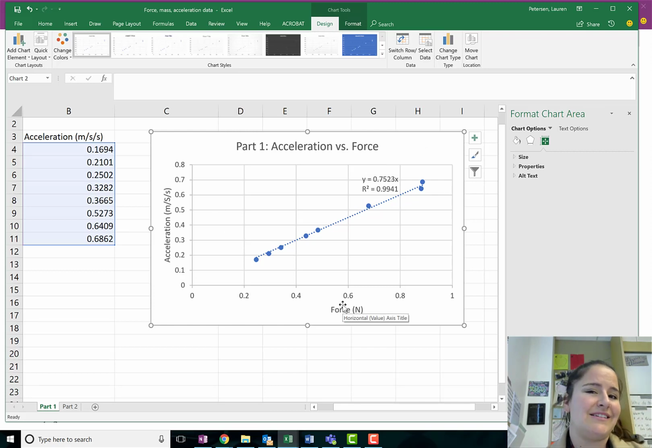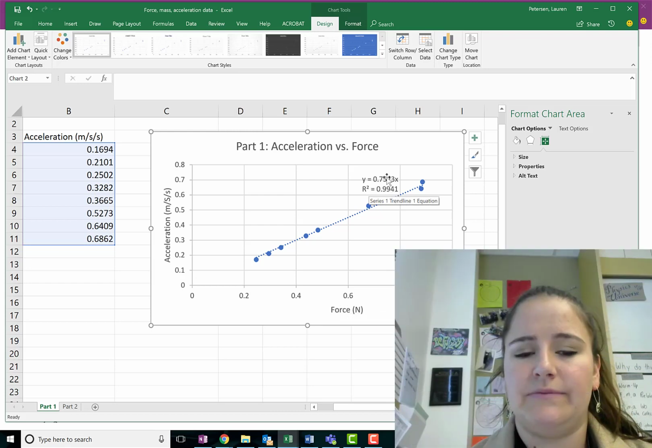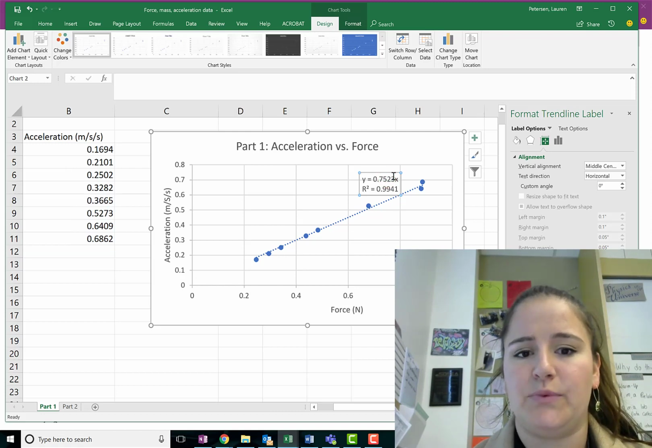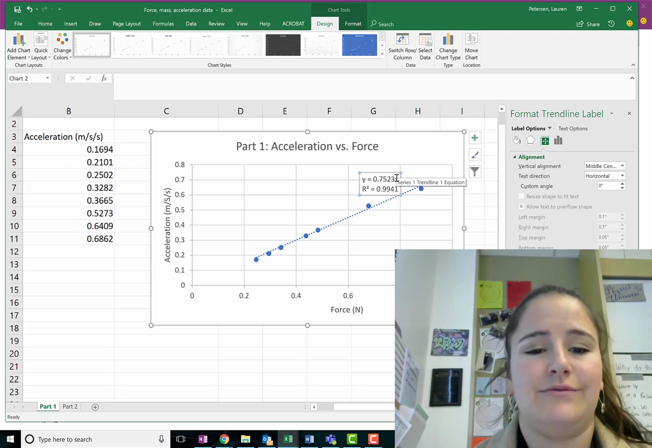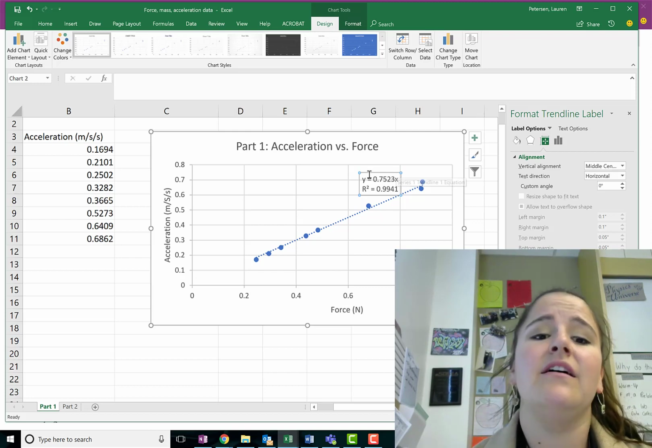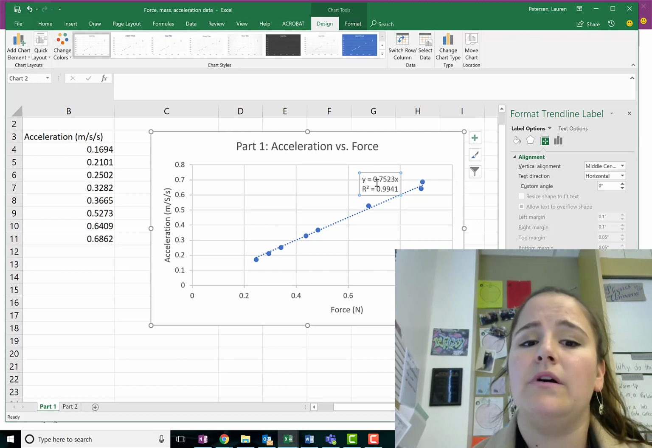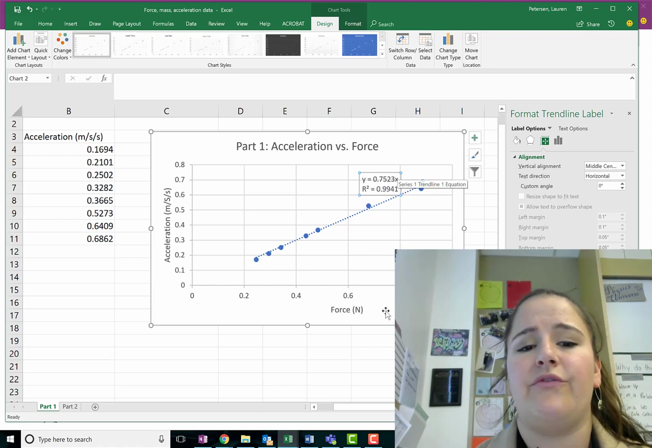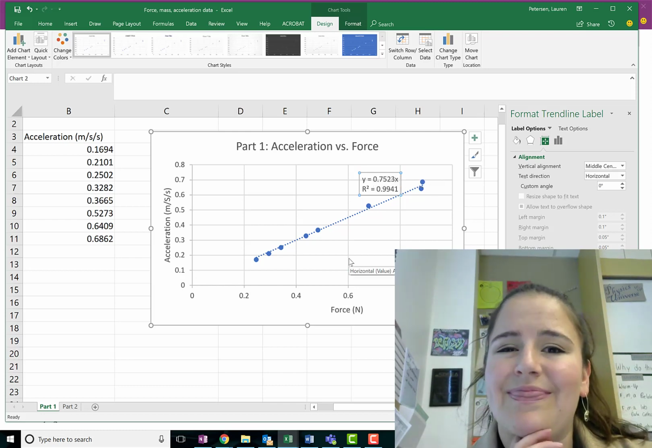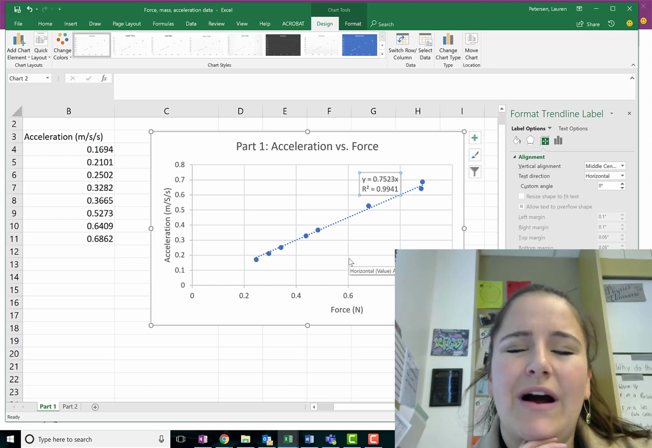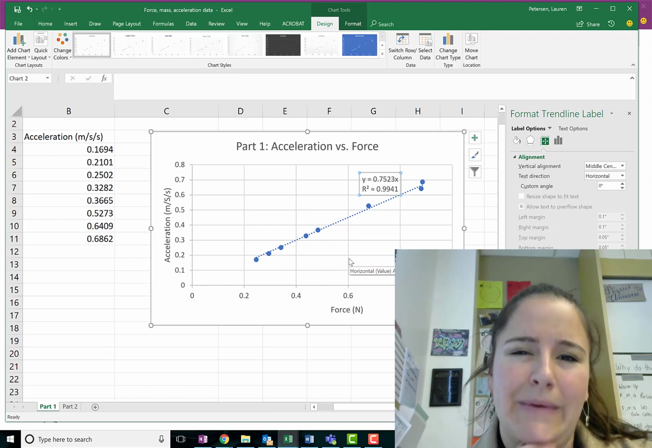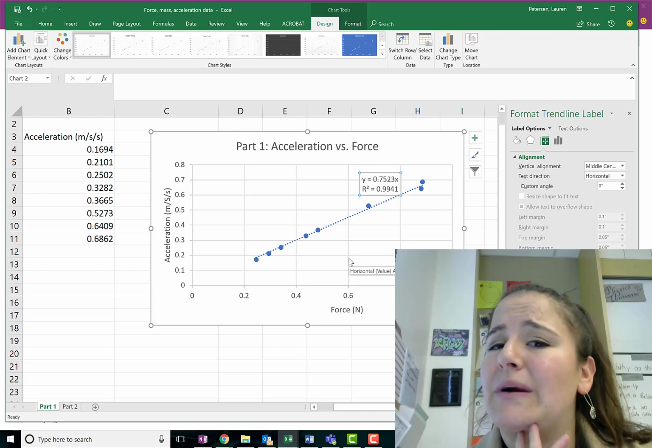Now, in your analysis, I'm going to ask you some questions. Okay, we know our r squared value is good, and we have our slope and the graph of our line, with y equals 0.7523 times x, the force. Now, the slope, this 0.7523, we always want to figure out what that means. There's a couple different ways we can look at it.